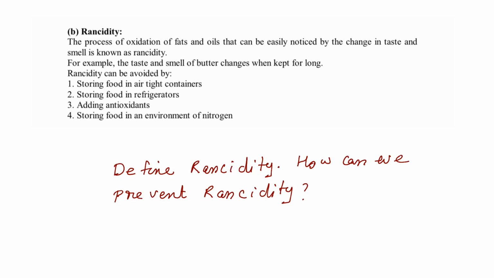Define combination reaction, with an example. Define decomposition reaction, with an example. There are 3 types of decomposition reaction: thermal decomposition, electrolytic decomposition, and photolytic decomposition, or we can say light decomposition reaction. Definition and example for each. Then we have displacement reaction and double displacement reaction.